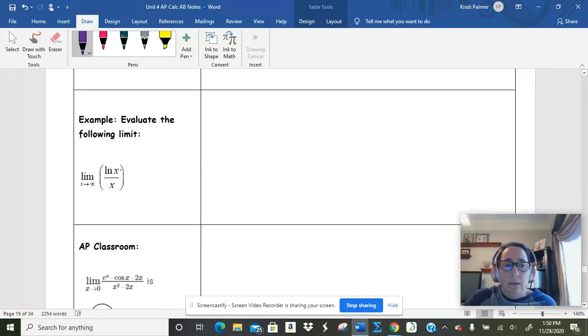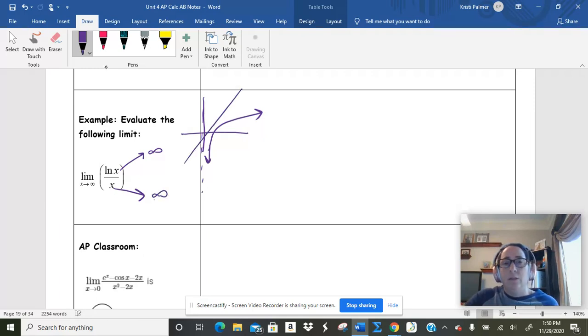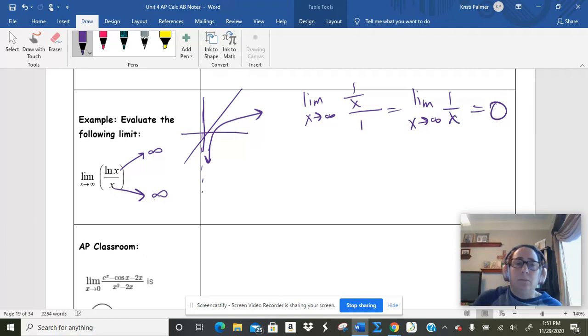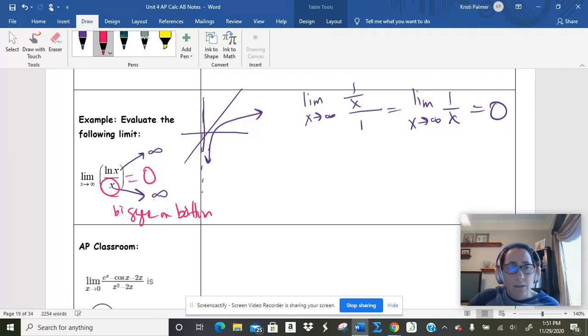Here we could see ln x, remember the ln graph, goes to infinity slowly, it's a creeper, and x also goes to infinity, so I could use L'Hopital. Derivative of the top, derivative of the bottom. Now I'm just going to rewrite this, and that goes to 0. Or I could have from the beginning seen bigger on bottom and just said 0. Either way is completely fine.